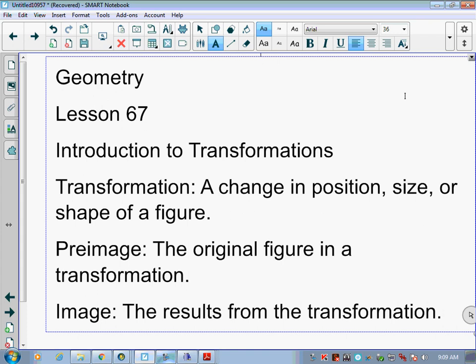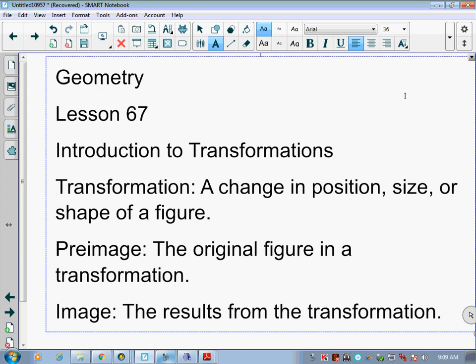Lesson 67, I think, is fairly easy material. They're not getting in-depth with what they're going to be talking about today. But we're going to be talking about the introduction to transformations. And I've got the first couple of definitions already up here. Casey, can you tell me what a transformation is?